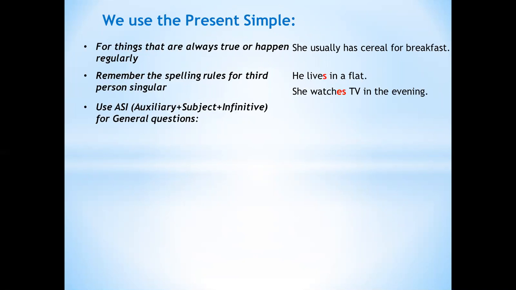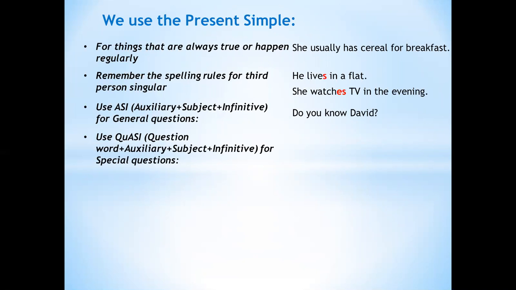To form general questions, you have to use the auxiliary verb do or does in first place, then the subject plus the infinitive without to. For example, do you know David? To form special questions, you have to use a question word at first, then the auxiliary verb do or does, plus the subject, plus the infinitive without to. For example, what time does the film start?